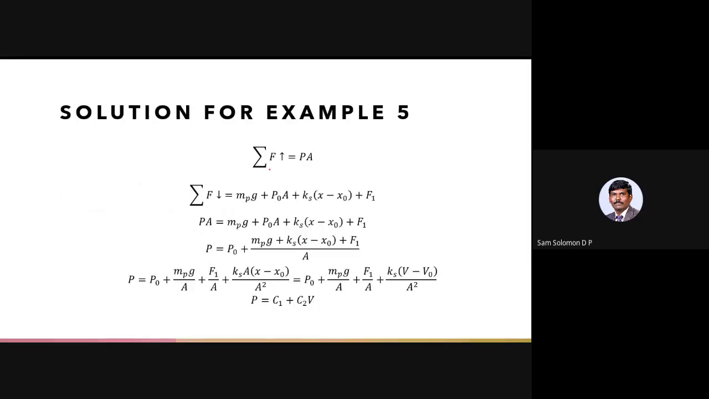So this is what I have told you. There was only one upward force and this is the downward force. If you equate them, this is what you will get. Okay, and what I have done is I have divided it by the area. I have divided it by this particular area. So you will get a term like this: P equals P naught plus MP into G plus Ks into x minus x naught plus F1, all divided by A.